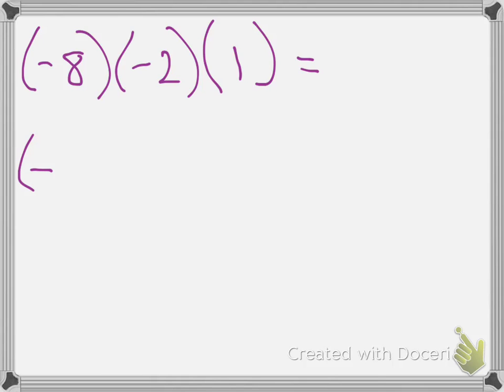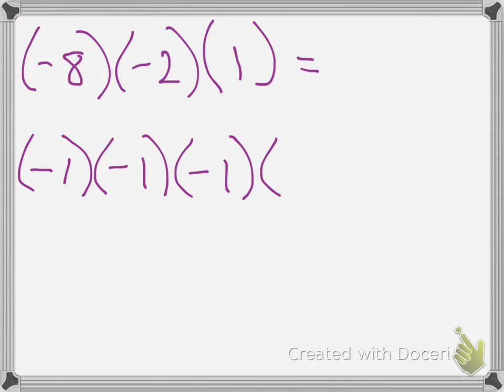What if you had negative 1 times negative 1 times negative 1 times negative 1 times negative 1? Would your answer be positive or negative? Negative. Why? Because there are 5 negatives, and 5 is an odd number.